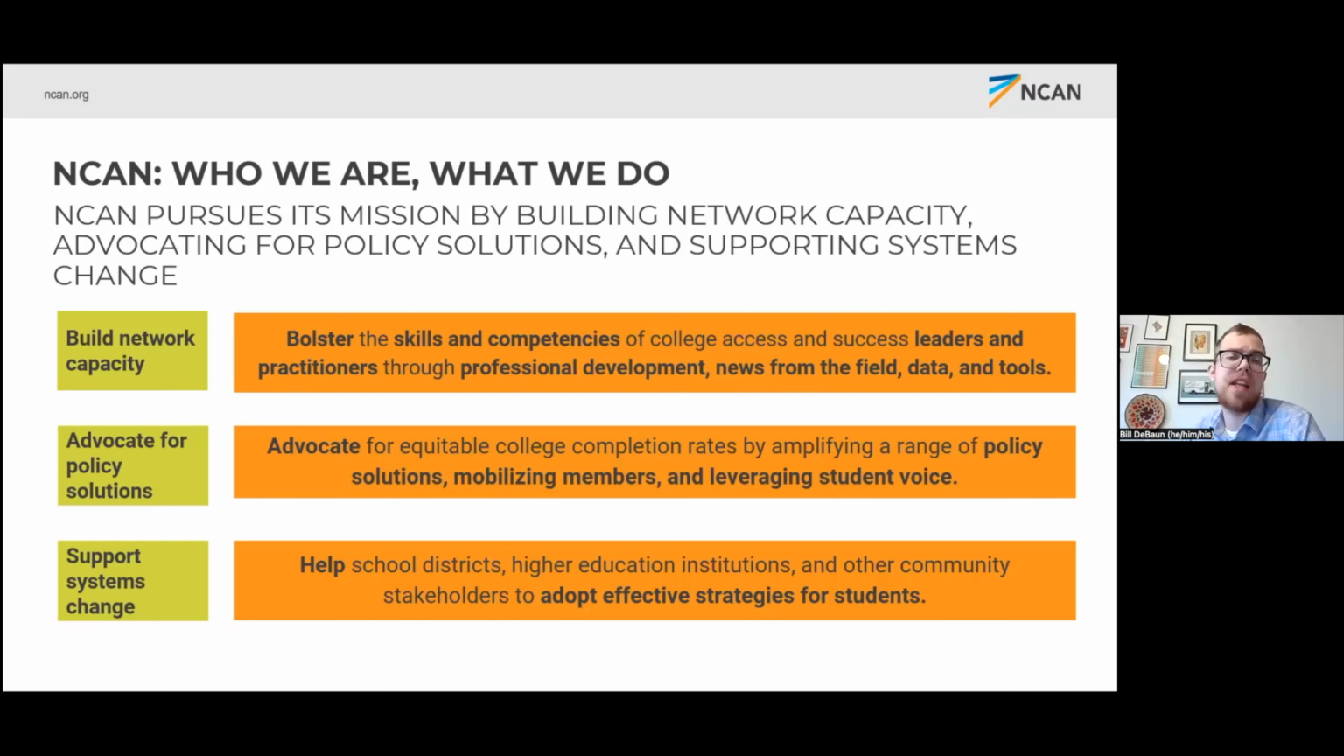We advocate for student-centered policy solutions at the federal and at the state levels to try to break down barriers for students. And then we try to grow the field by bringing in more stakeholders. We've had a real surge recently in K-12 district and school members, school counselors, and that's great. But we're always looking at what are some other sectors and stakeholders that we can bring into the college access field, because it really does take a wide cross section to do this work effectively.